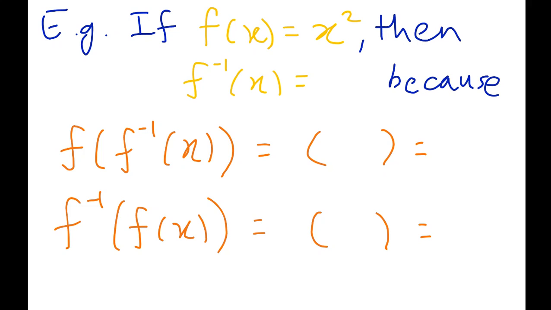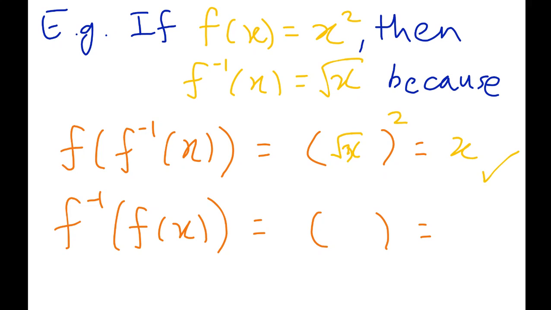If f of x equals x squared, well, we know if we square root x, then we would have x back. So our inverse function would then be square root of x. Let's just double check that this works. We have f of the inverse function. The inverse function is here, and f says that we're going to square anything there. You square a square root, then you're left with an x.